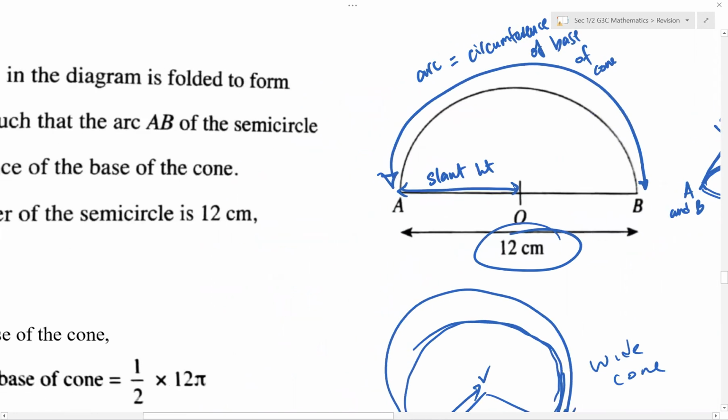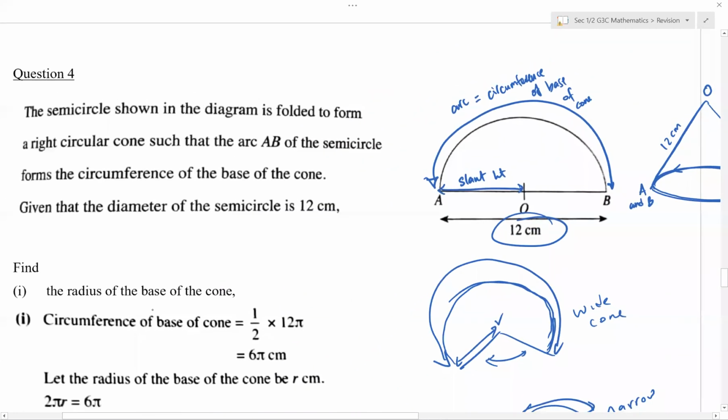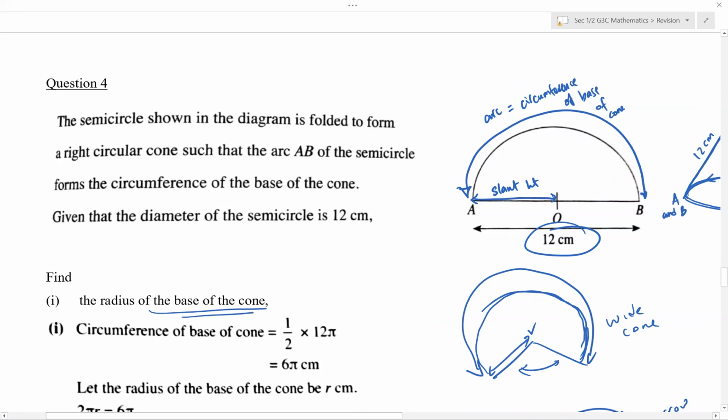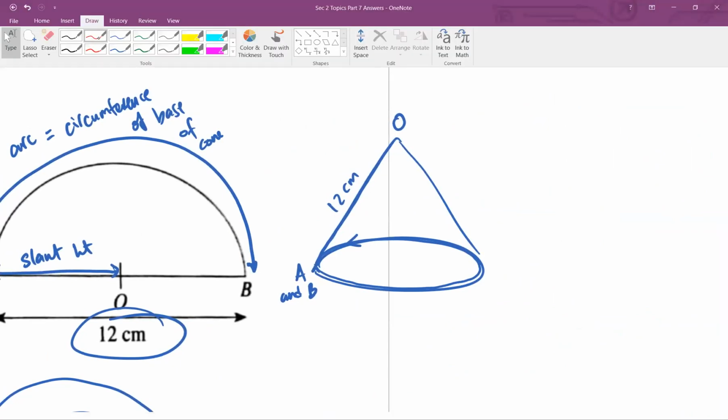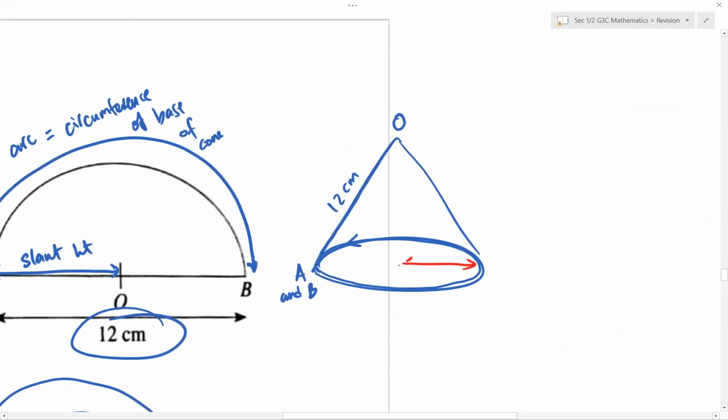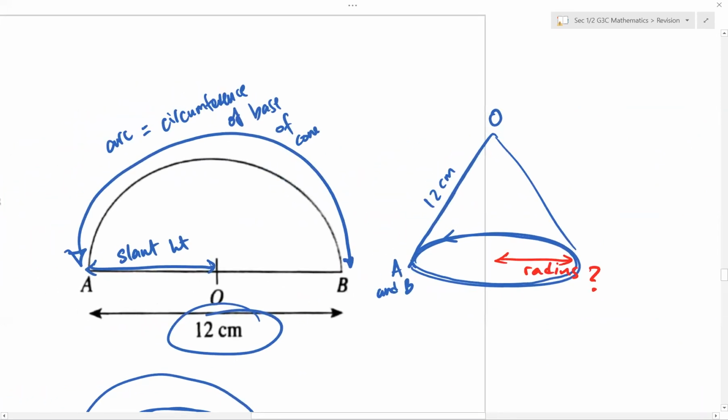Let's go to the question itself. Find the radius of the base of the cone. The radius of the base of the cone is found here. So here's my base. This is the radius. That is what I want you to find. This radius is clearly different from 6 cm. Very different, huh? I'm not going to test you something where the answer is just like, 12 divided by 2 is 6. It doesn't even make sense in the first place. They are two separate things.